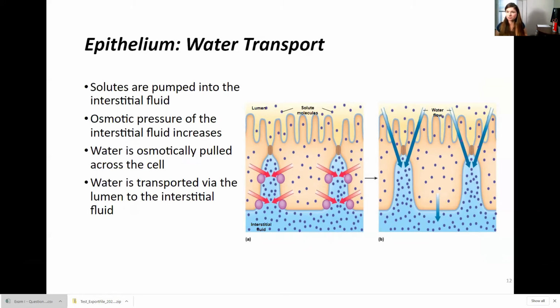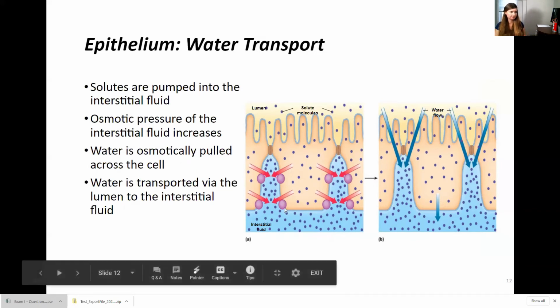So sometimes we're going to absorb water, right? When we drink, we want to absorb that water. Sometimes we'll secrete water, right? Like when we sweat. We'll also see that moving water is important in our lungs.